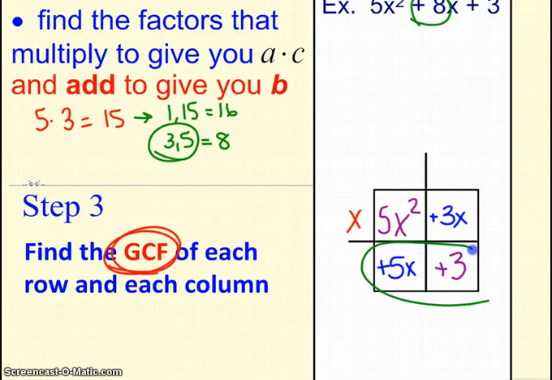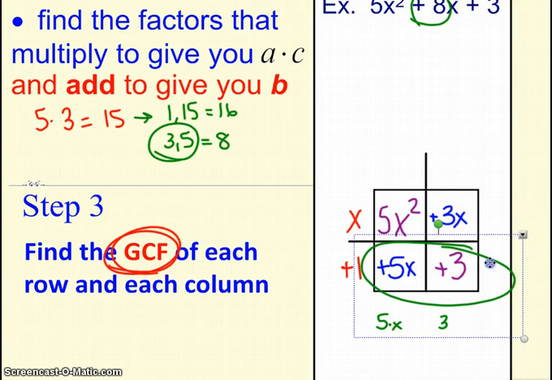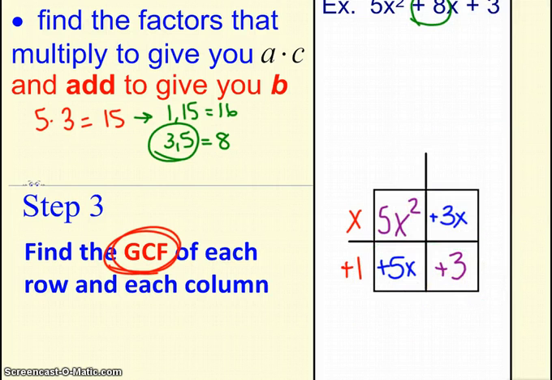And let's do our next row. We have 5x plus 3. So I have 5 times x, and I have 3. Now you'll notice there is no GCF here. So we still have to have a placeholder. So we're going to put plus 1. All right. Now we begin with the columns.